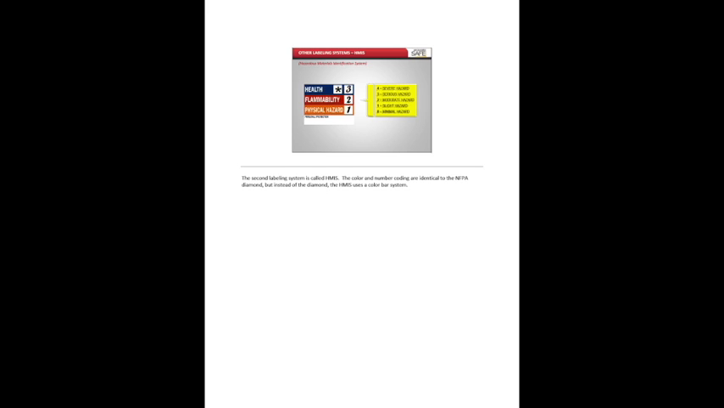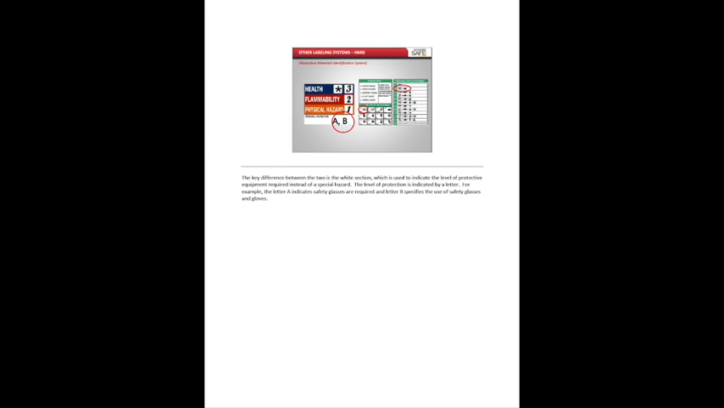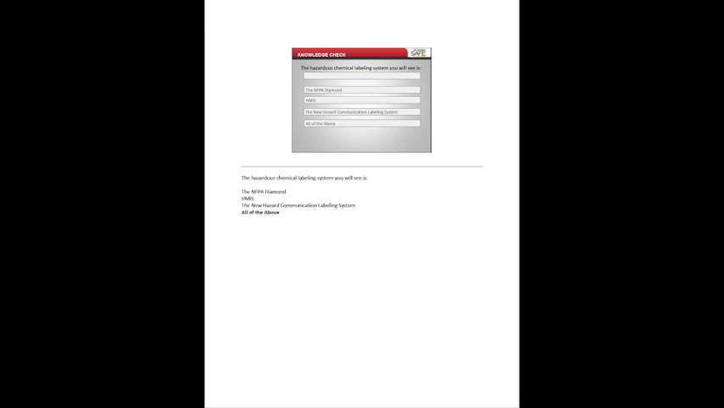A second labeling system is called HMIS. The color and number coding are identical to the NFPA diamond, but instead of the diamond, the HMIS uses a color bar system. Next slide. The key difference between the two is the white section, which is used to indicate the level of protective equipment required instead of a special hazard. The level of protection is indicated by a letter. For example, the letter A indicates safety glasses are required, and the letter B specifies the use of safety glasses and gloves. Next slide. Knowledge check.